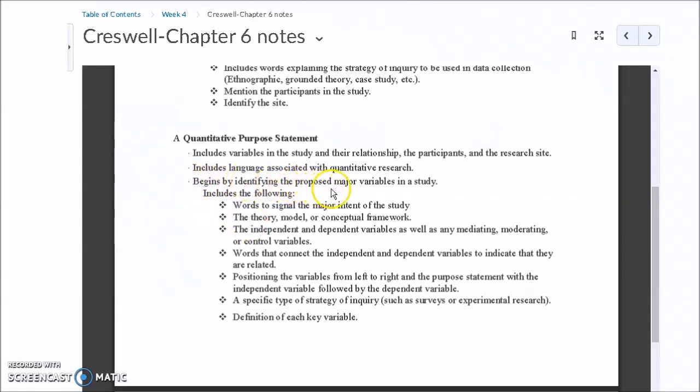It begins by identifying the proposed major variables in a study. So that is another thing. So words to signal the major intent. Once again, you have the purpose or the objective or the intent of the study. So then you talk about the theory, model, or the conceptual framework of it. And so when you are talking about the purpose of a quantitative research study, the independent and the dependent variables, as well as the mediating or the moderating variables, should be very clear.